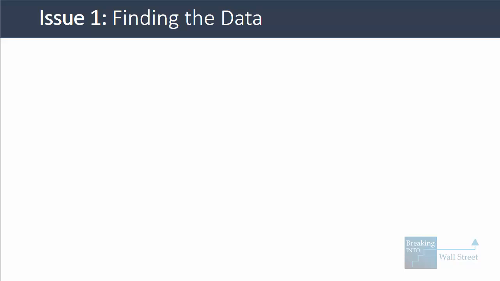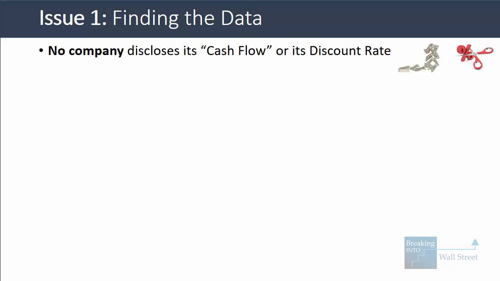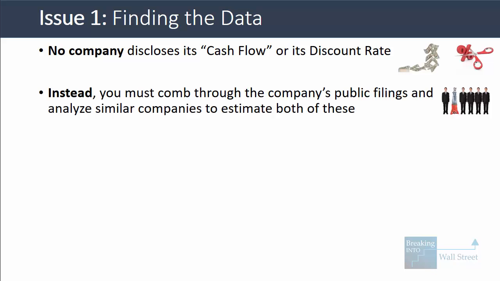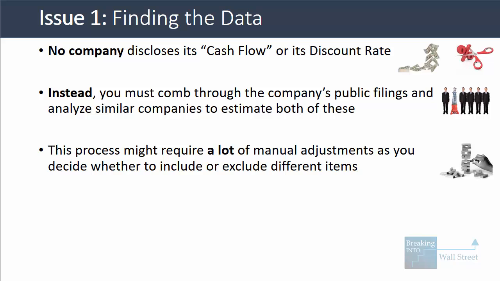Let's go to the first issue here, finding the data. No company discloses what its cash flow is or what its discount rate is. So that alone creates some extra work because it means that you have to comb through the company's public filings and probably look at other similar companies in the market, look at their filings, and come up with an estimate based on what you see in the SEC or other government-regulated filings.